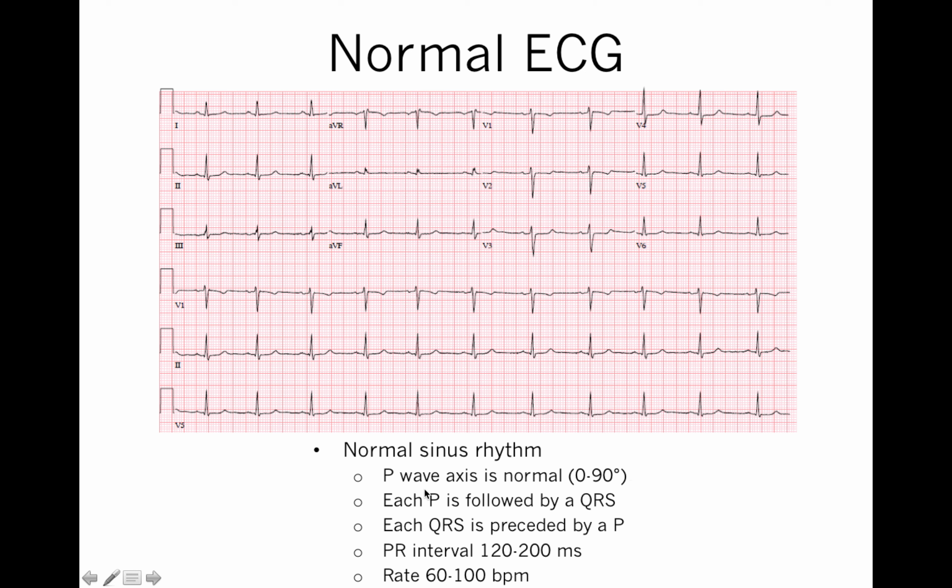Each P wave is followed by a PR interval and then a QRS. The QRS axis is also usually normal, positive in 1 and 2. Each QRS is preceded by a P wave. So if each P wave is followed by QRS and each QRS is preceded by a P wave, then we know that there is a direct relationship between the atria and the ventricle. The PR interval is usually 120 to 200 milliseconds, and the rate is usually 60 to 100 beats per minute. If you satisfy all these criteria, then you have normal sinus rhythm, which is a normal ECG.